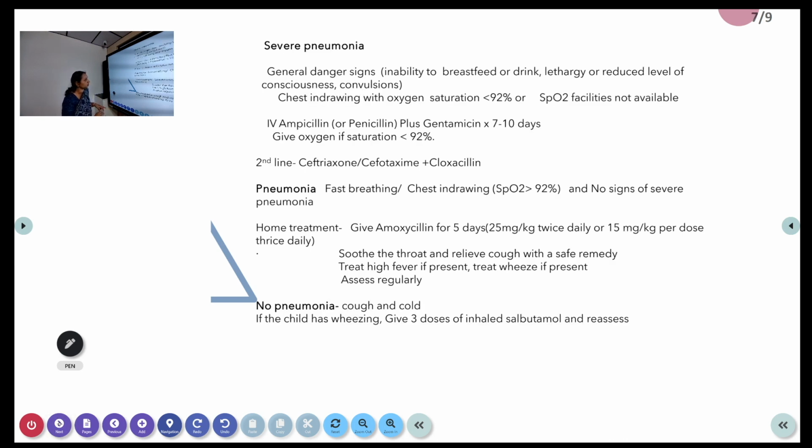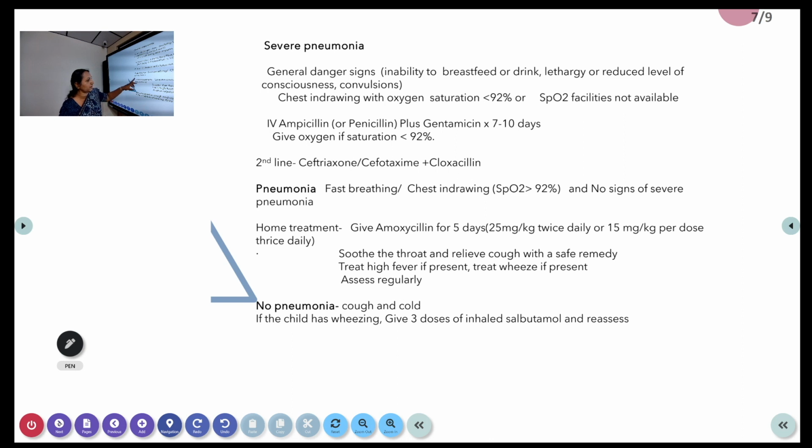Usually you will be asked about the ARI program, where you divide cases into no pneumonia, pneumonia and severe pneumonia. The patients who come to us in the hospital are usually severe pneumonia cases. No pneumonia is just a cough and cold. This classification is actually for the community health worker. No pneumonia is just cough and cold, and home remedies are enough.